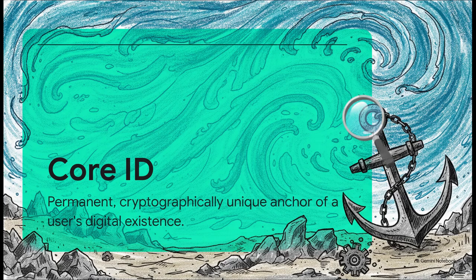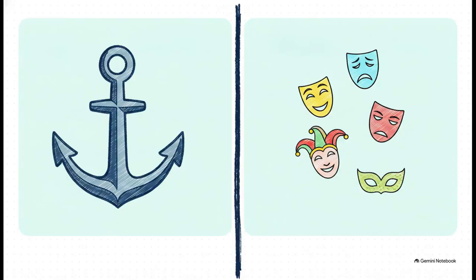Imagine the web as this vast, turbulent, and constantly shifting ocean. Your core ID, it's that heavy, permanent anchor dropped securely and firmly into the seabed. It is the absolute source of truth for a user in the UIID ecosystem. It doesn't move, and it doesn't change. But here's the catch. An anchor all by itself doesn't actually give you privacy. In fact, if you use a single identifier everywhere, that's exactly how you get tracked.